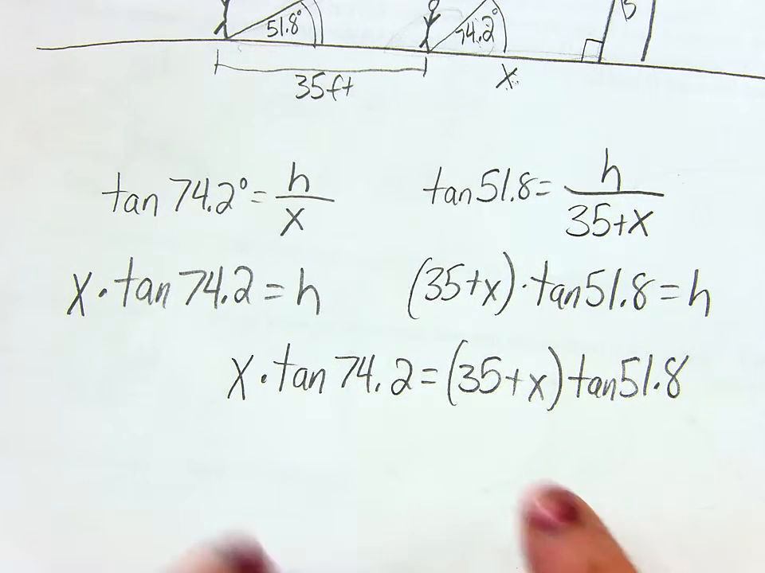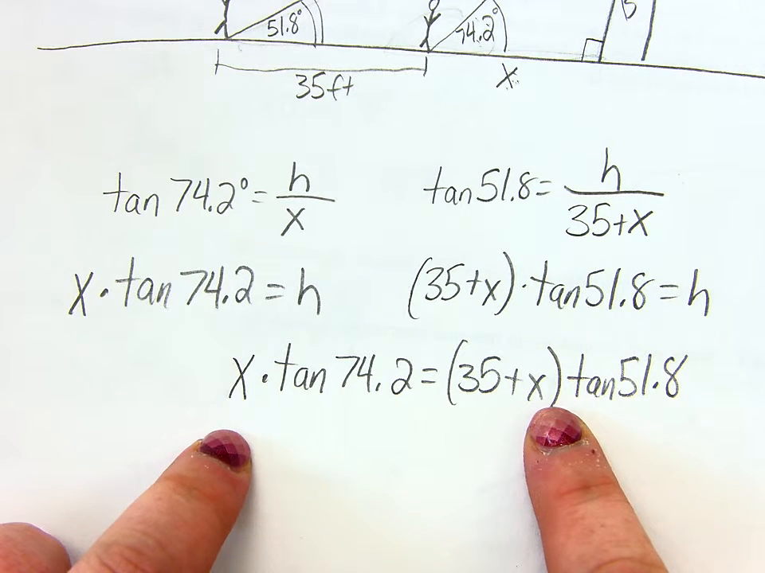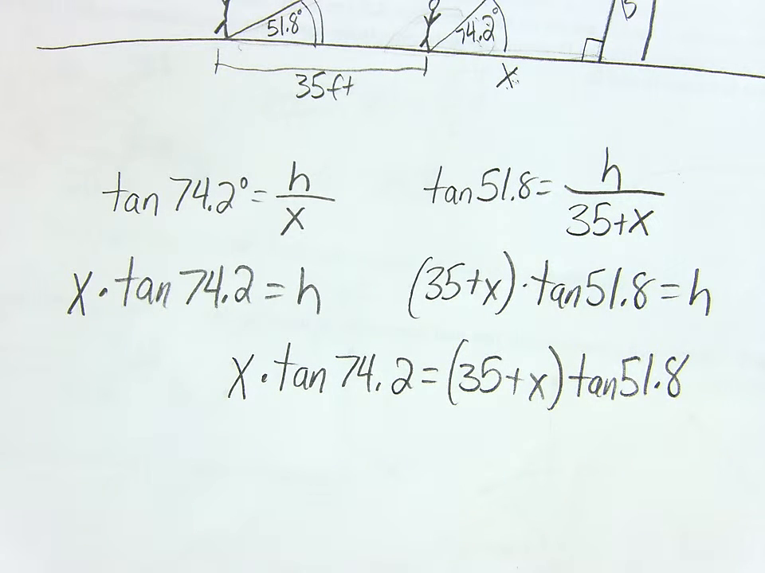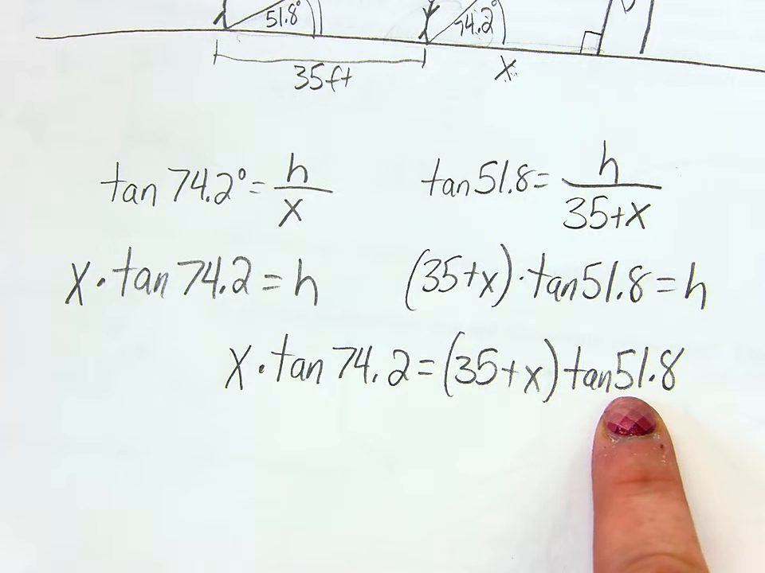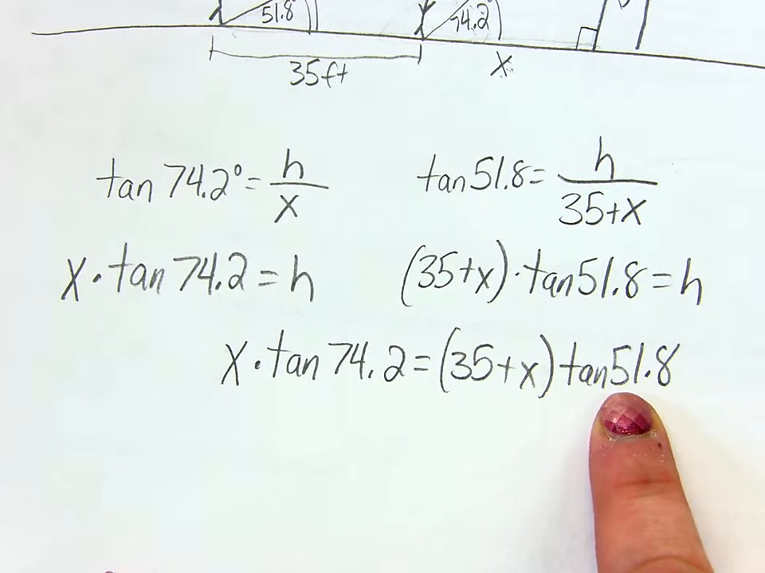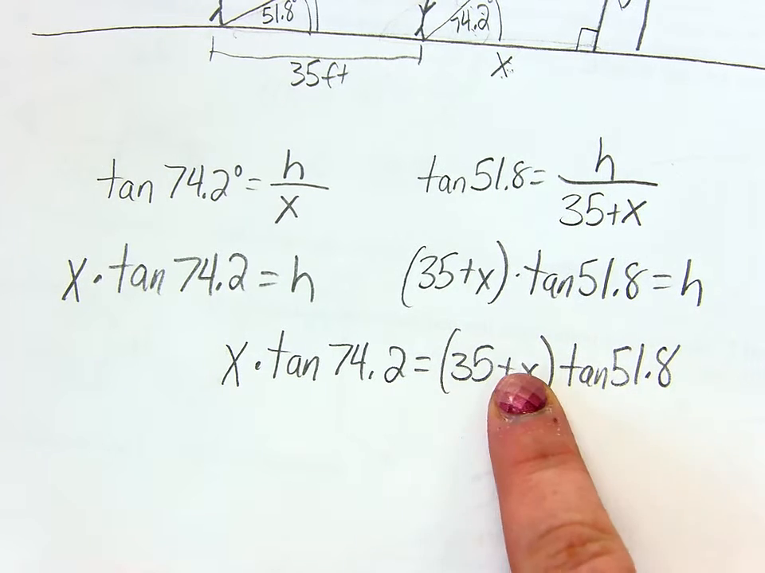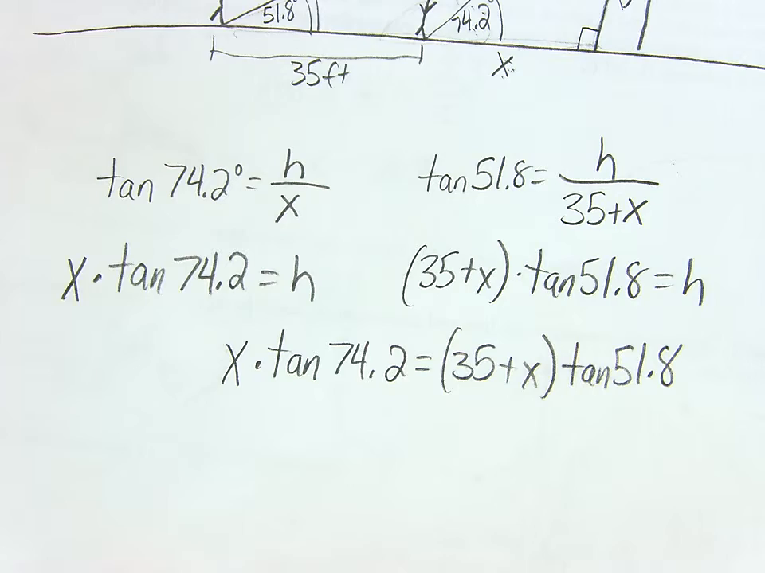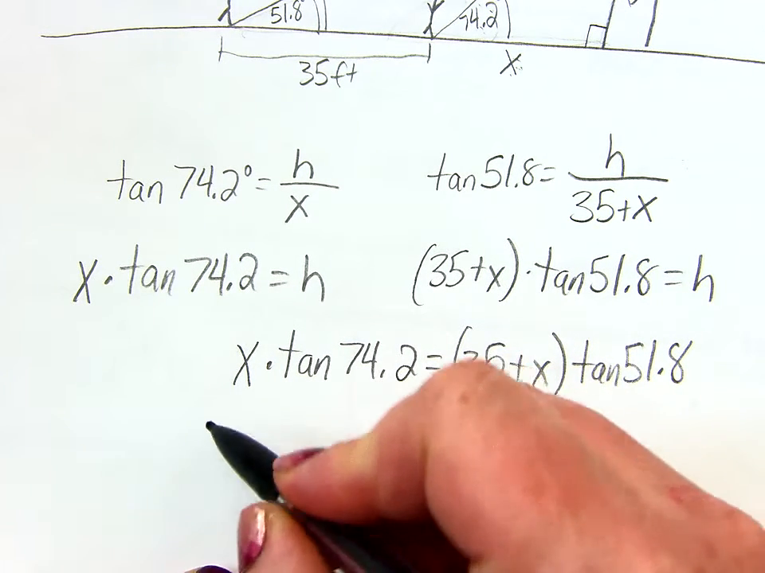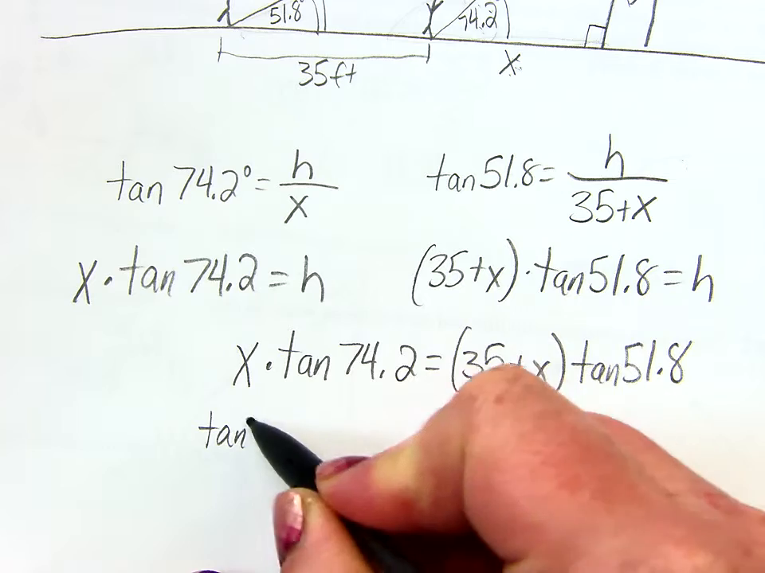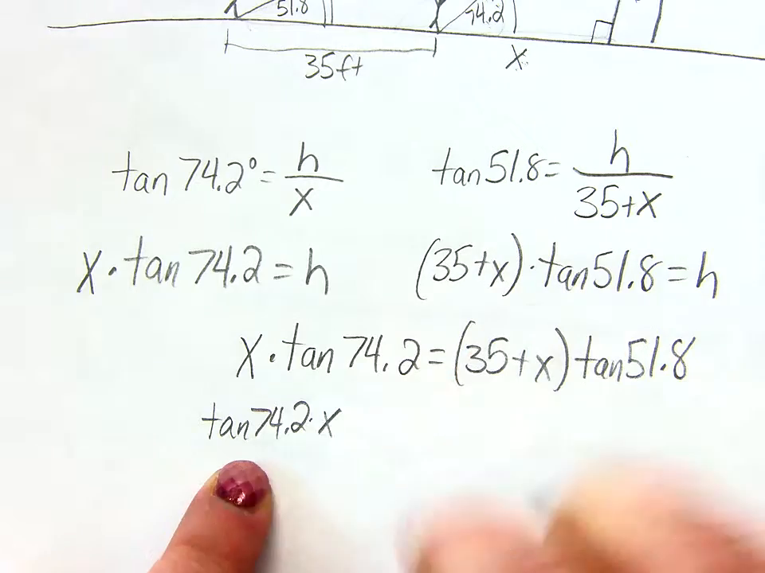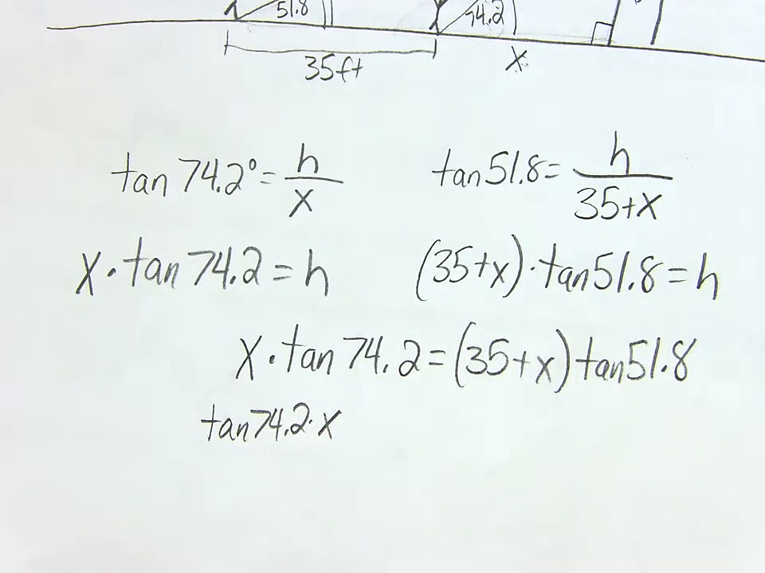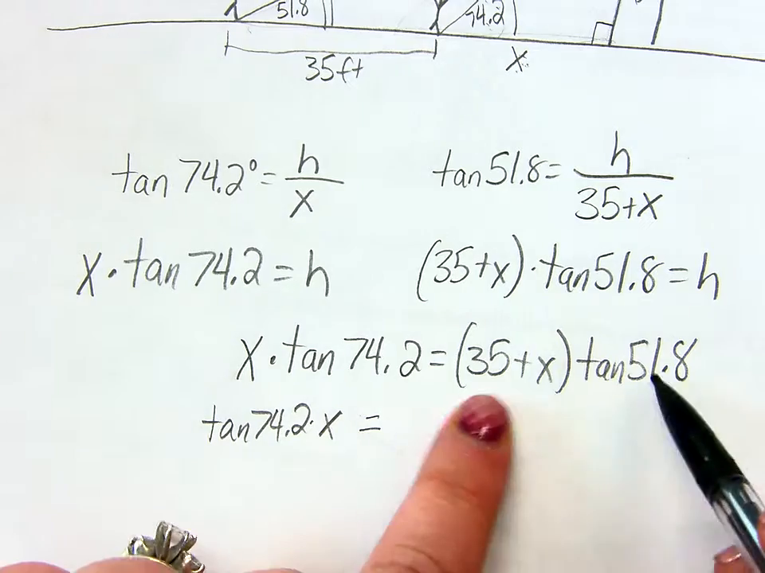Here's your first problem, though. You have x's on both sides, right? We want to get the x's together on one side of the equation. Well, that's not really 1x because it's being multiplied by that. Here's what I would do first if I were you. I would distribute this into that. So this side, and by the way, if you like it better to write it as tangent 74.2 times x, because that's really just some decimal, right? So all I did was swap those two. If you like it better that way, it doesn't matter. It's the same math. And I'm going to distribute this in.